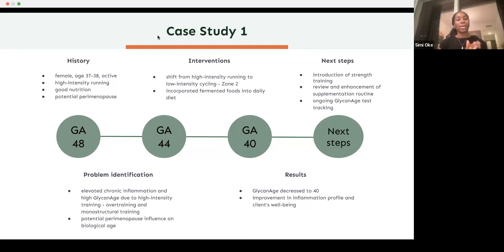So as I mentioned, you can really see the change in the GlycanAge as people shift their exercise regimes and their diets as well. And this is a prime example of a lady who has that higher GlycanAge because of adopting a regime that actually wasn't working for her in terms of her nutritional input and the amount of rest she was getting as well. And so this lady made a decision to shift some of her exercise patterns, but also changed her nutrition profile as well, and saw this continuous change.